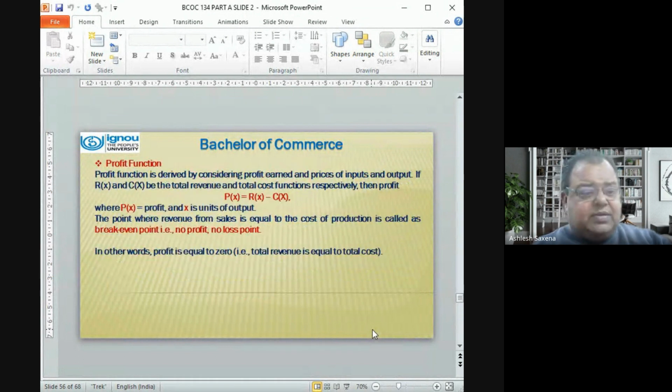Profit function. Profit function is basically the difference between revenue minus the cost. If your revenue function is R(x) and your cost function is C(x), then your profit function will be R(x) minus C(x). But the point where revenue from sales is equal to the cost of production is known as the break-even point. At that point, there is no profit. In other words, profit is equal to zero. That is, total revenue is equal to total cost.